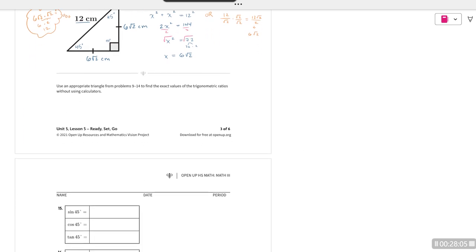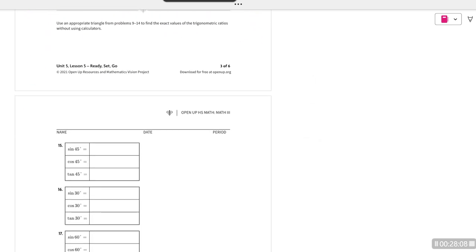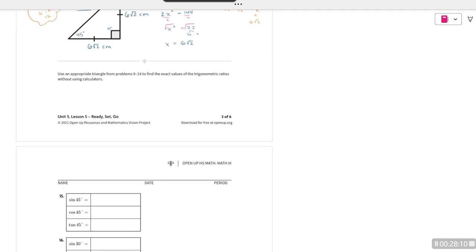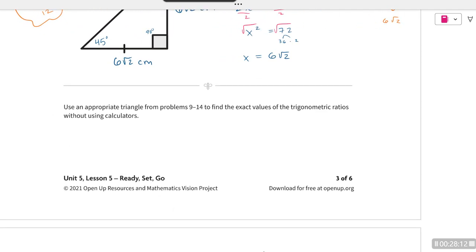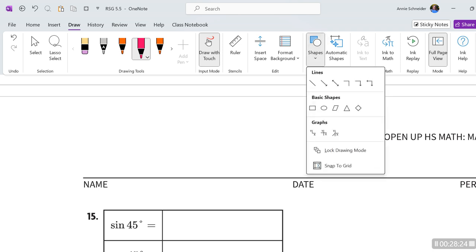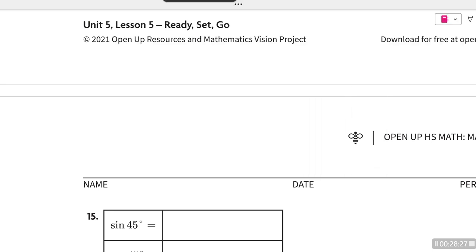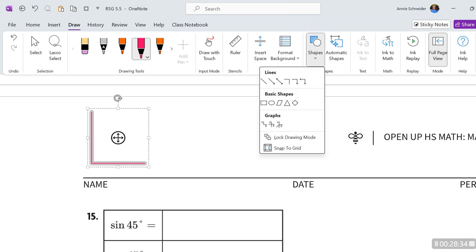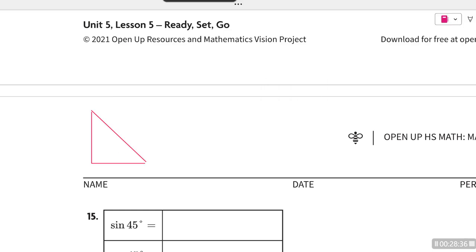Okay, let's go down to problem 15. There we go. There's some directions. Use an appropriate triangle for problems 9 through 14 to find the exact values of the trig ratios without using our calculator. So we found 2 patterns from those triangles. Let me do my best to draw these as accurately as possible. It's not quite connected, but that's okay.